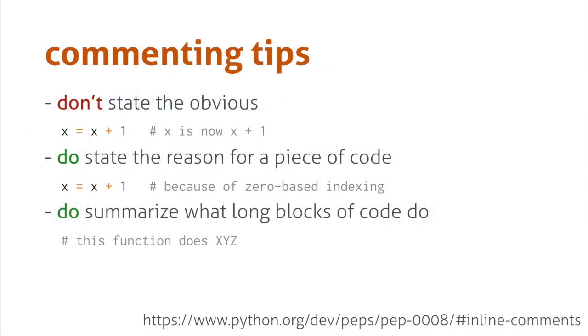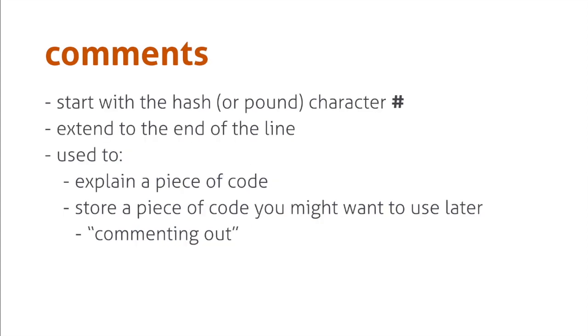In general, when commenting, it's best not to state obvious things that can be gleaned just from reading the source code. Instead, it's best to focus on higher level ideas, like why the source code is doing a certain thing, or explaining what a piece of code does. So comments are useful to explain a piece of code in plain English, or to store a piece of code that we might want to use later, which is also called commenting out code.